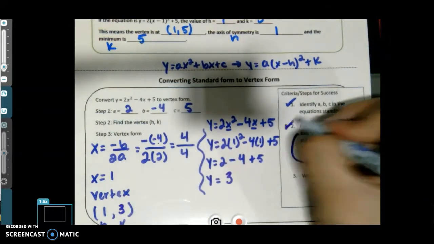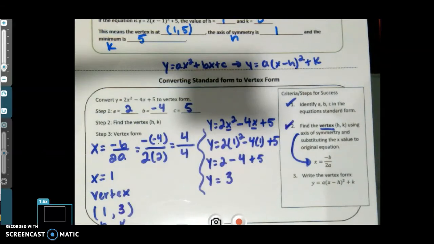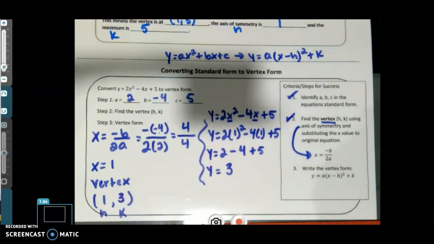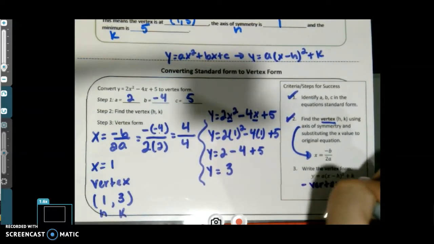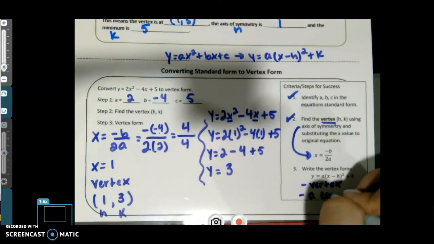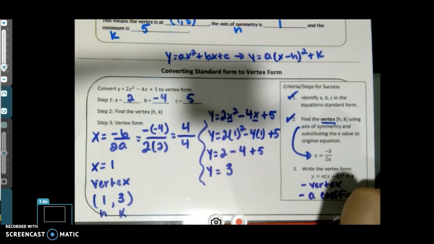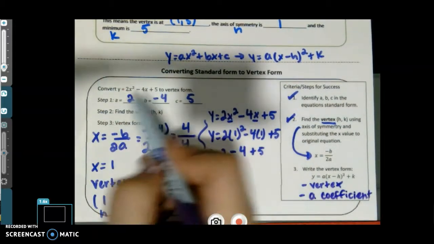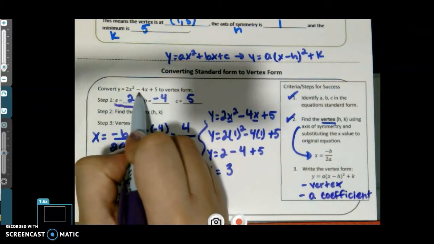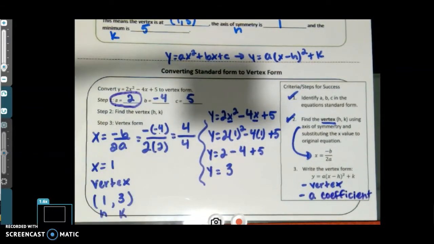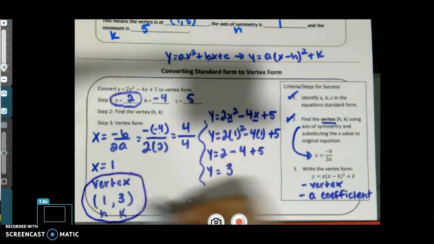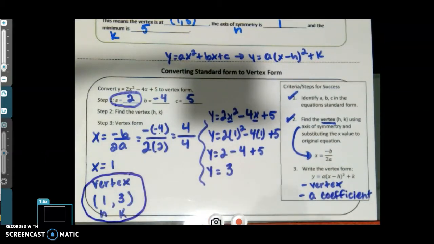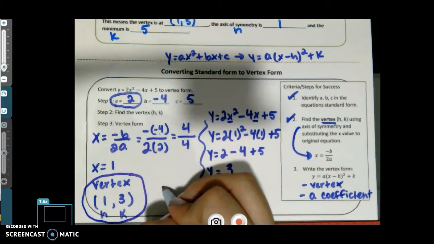Okay, so we're done with step 2. Now let's move on to step 3. Now we have to write it in vertex form. Now there's 2 things you need to write vertex form. You need the vertex and you need the a coefficient, which we already found, because remember, in step 1, we have the a coefficient. All right, and we have the vertex here. We have h and k. So now all we have to do is substitute. So let's go ahead and write our equation.